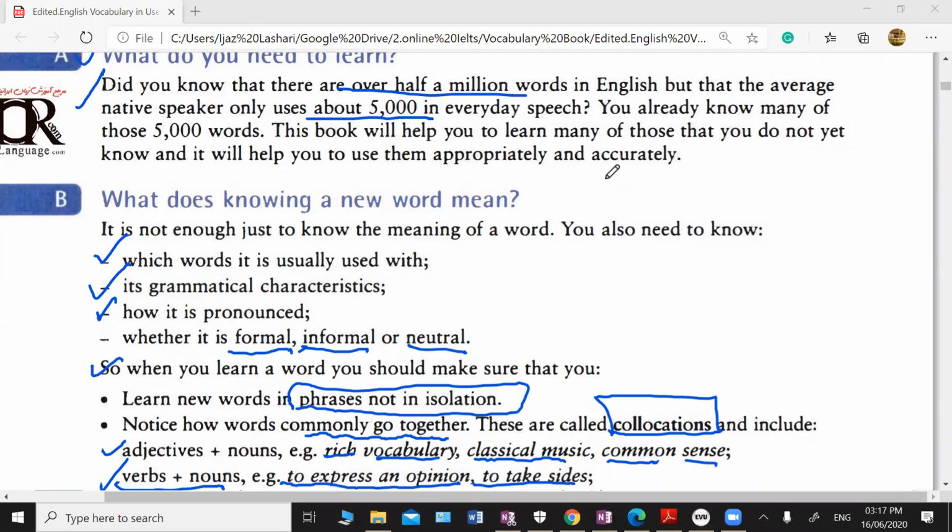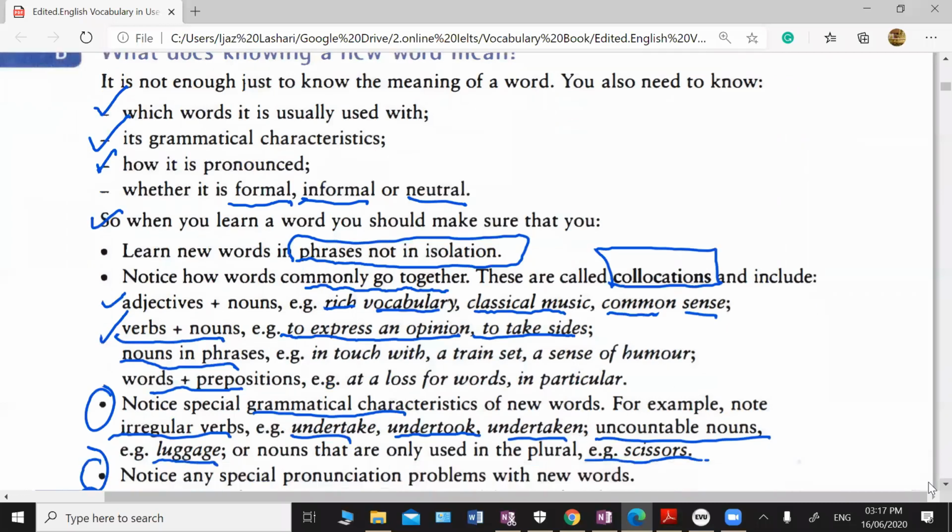Okay. So in this book, then they give us some ways. First they said that we need not only the meaning of the word, but along with this we also need to know with which word it is used, its grammatical characteristics, how it is pronounced, and whether the word is formal, informal, or neutral. Yes, right.